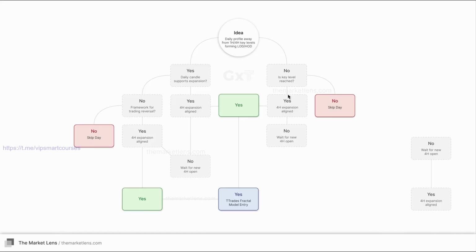So let's say a key level has been hit. We're simply going to ask ourselves, does the current 4-hour candle that we're trading within support expansion? If no, we're going to wait for the open. Okay, we wait for the open. We come back to here. Is there a valid fractal model to trade away from aligned with the 4-hour expansion candle? If yes, then we can look for entries.